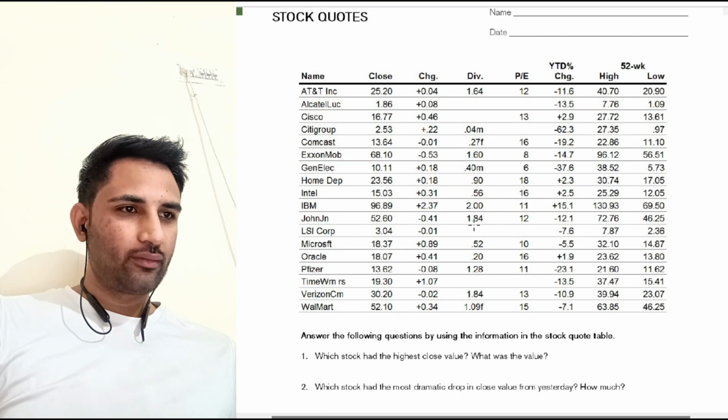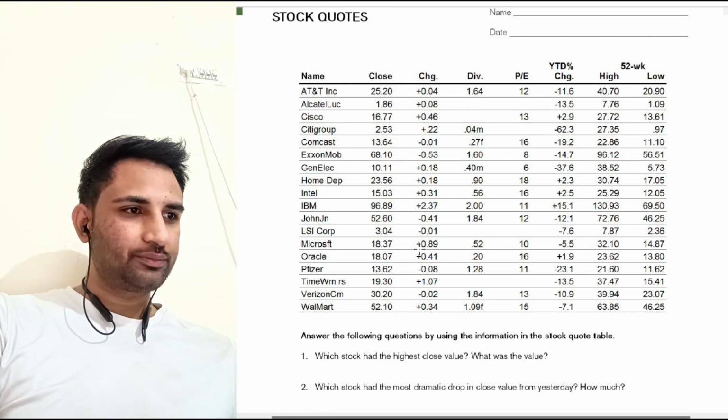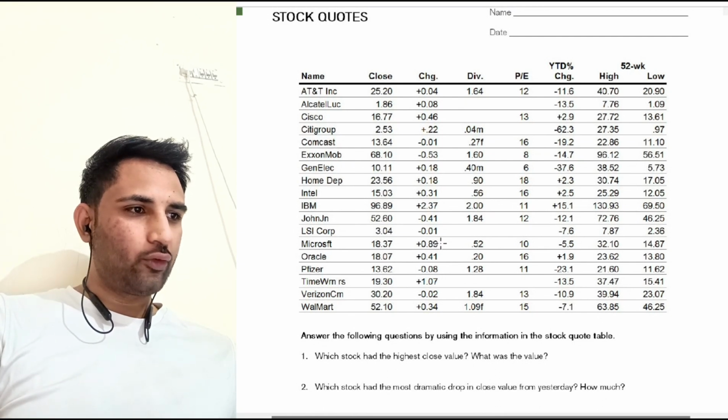Microsoft closing price was 18.37. Change is only 0.89 percentage. Dividend is 0.52 per share. Profit earning ratio is 10. Year to date change is negative 5.5 percentage. 52 week high and low are 32.10 and 14.87.